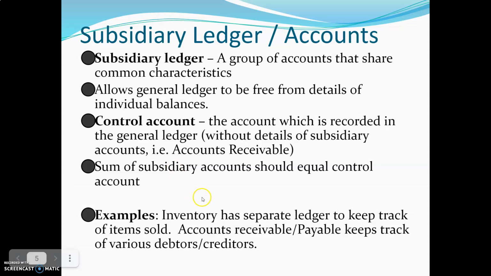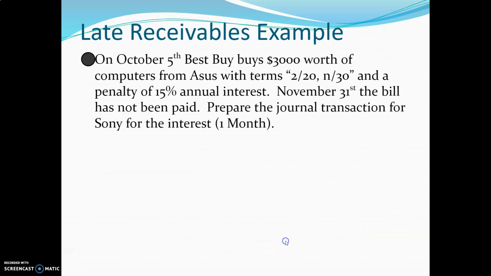So if, for example, there was a debit of $1,000, the accumulation of all these accounts here should also have a debit of $1,000. So here's an example. Inventory has a separate ledger to keep track of items sold, except when we put it in there, that's our control account. We don't have to keep track of every single little item. Accounts receivable and payable keep track of various debtors or creditors.